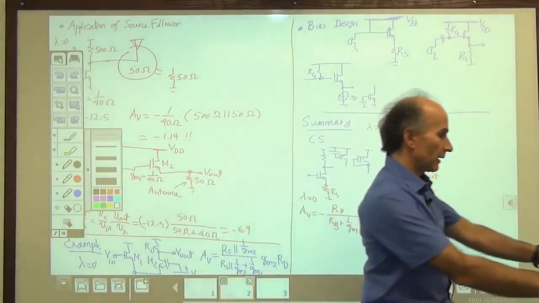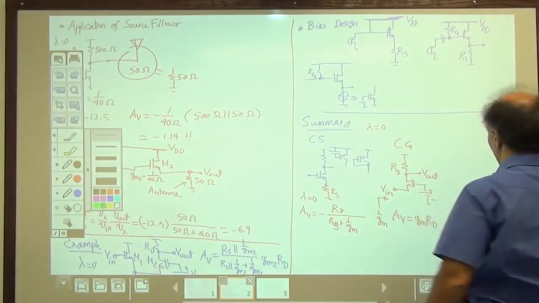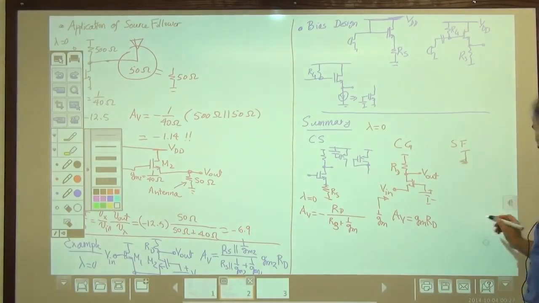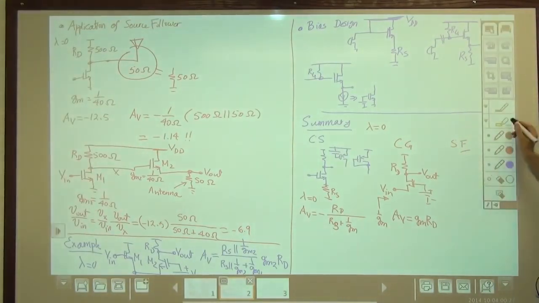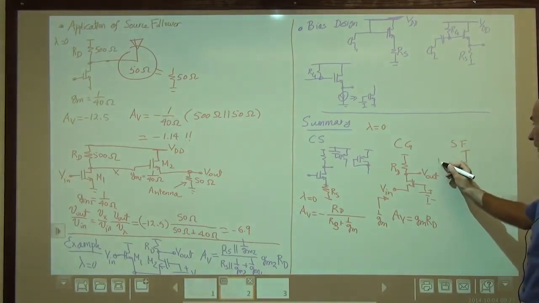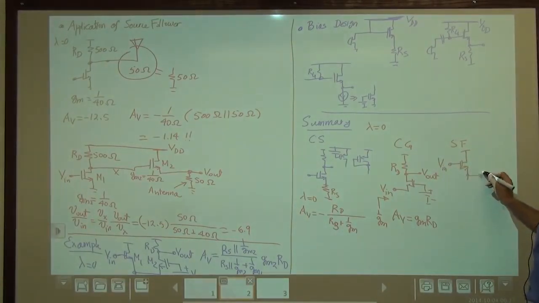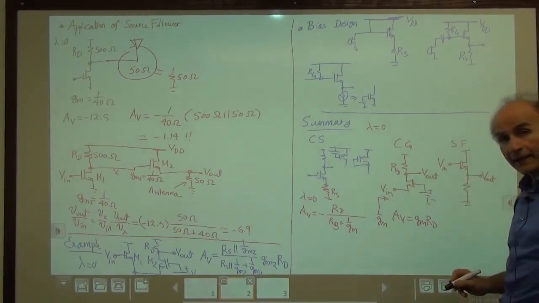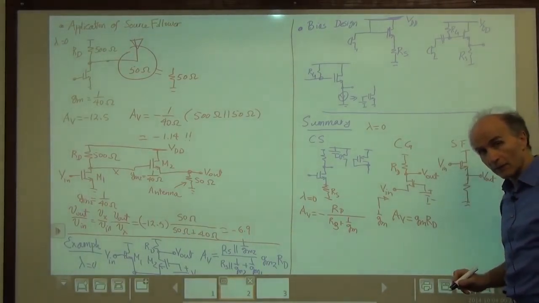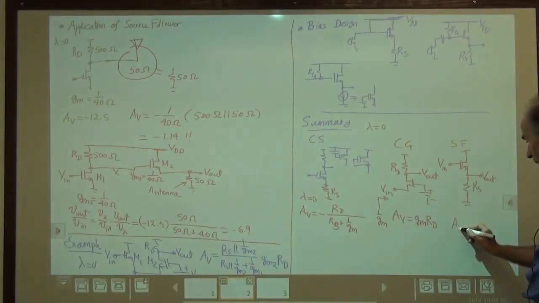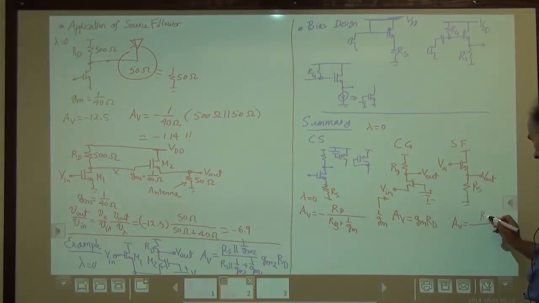The last stage we studied today was the source follower. And for the source follower, so SF, we have something like this. Let's erase this. So the input goes to the gate of the device and comes out of the source of the device. And then we have to have something connected to ground to pass the bias current of the MOSFET. We call that RS. And the voltage gain in this case is less than 1. It's equal to RS divided by RS plus 1 over GM.